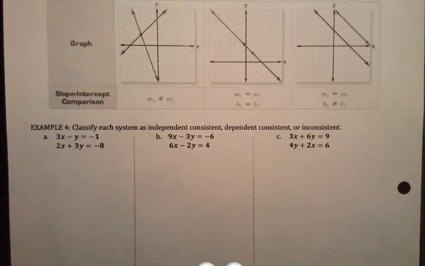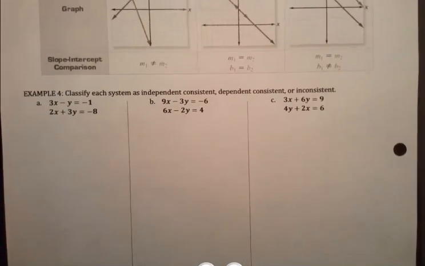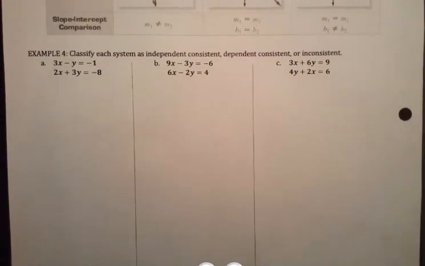All right, so classify each system as independent consistent, dependent consistent, or inconsistent. The first thing we need to do is get these into the same format, slope-intercept form, so we can see if they're going to have the same slope or different slopes. Let's start with 3x minus y equals negative 1. We're going to subtract 3x. We would have negative y equals negative 3x minus 1.